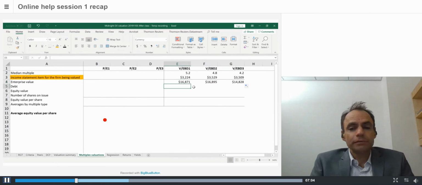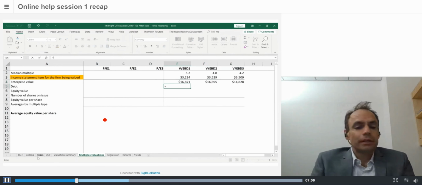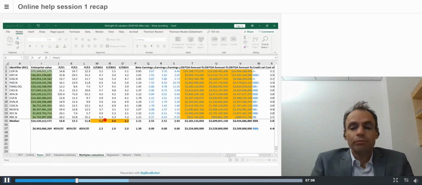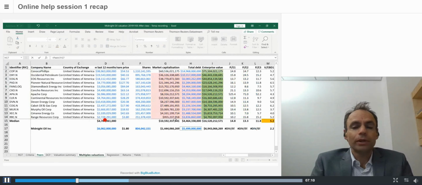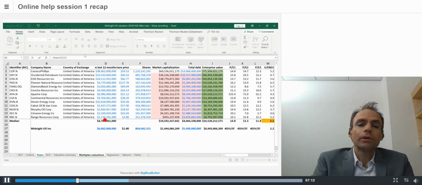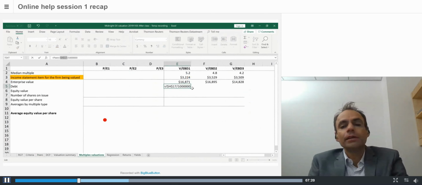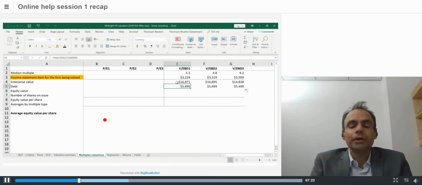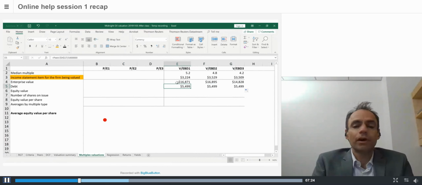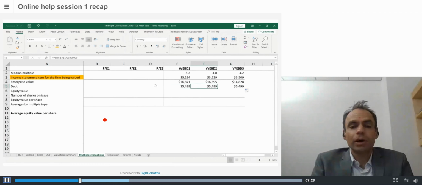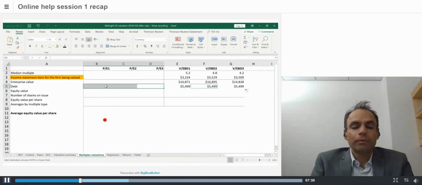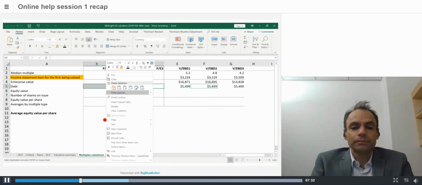The debt we have is from the peers worksheet as well. We have previously established that Midnight Oil has $5.499 billion worth of debt. And remember, it's the value of debt that we have today. So in all of my valuations here, I'm going to use an estimate of debt equal to $5.5 billion. And in fact, I can apply that to my price earnings ratios as well.